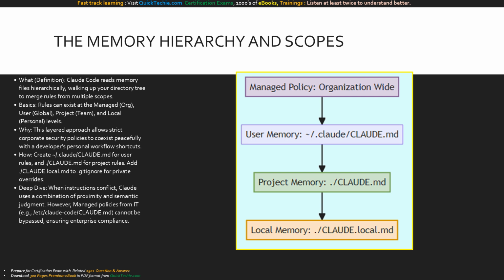This top-down diagram visualizes the cascading memory scopes. At the very top, we have the managed policy for organization-wide mandates. Below that is user memory, which captures your personal developer habits. This flows down into the green box, the project memory, representing the shared truth committed to your team's Git repo. Finally, at the bottom is the local memory, your private, Git-ignored sandbox for local overrides.